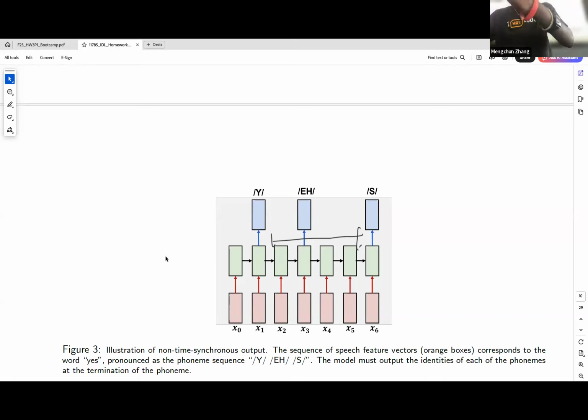So for the first time frame, what's the probability that's a Y? What's the probability that's an EH? What's the probability that's an S? Go to the next time frame. What's the probability that's a Y? What's the probability that's an EH? What's the probability that's an S? You go through all the time frames.